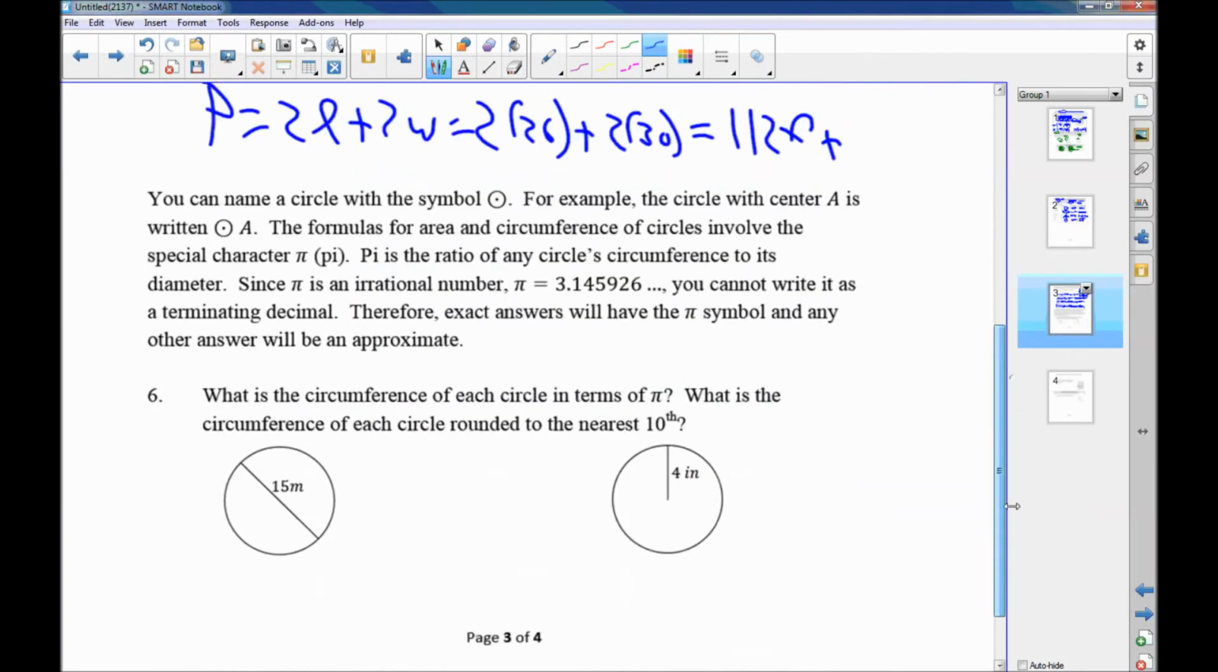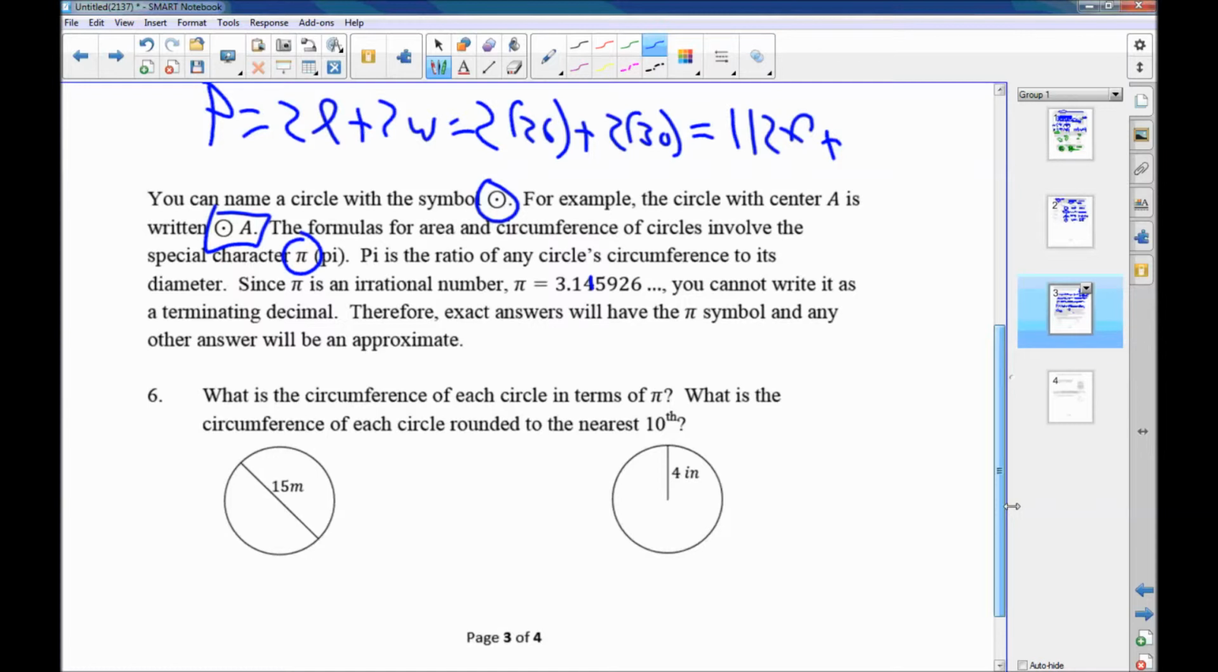All right. You can name a circle with the symbol that looks like a circle with a dot in it for the center. For example, a circle with center A is called circle A. A is the center. The formulas for area and circumference of circles involve a special character called pi. It looks like this. You've seen this before. Pi is the ratio of any circle's circumference to its diameter. So no matter what size the circle is, if you measure its distance around versus the distance across the middle of it, you get 3.1415. Ooh, that should have a 1 in this, sorry.